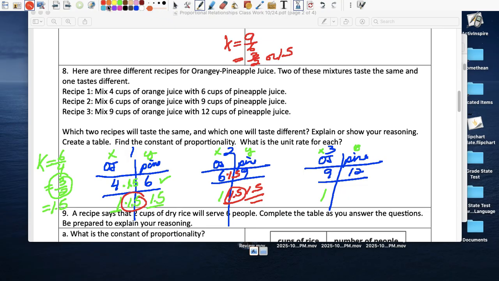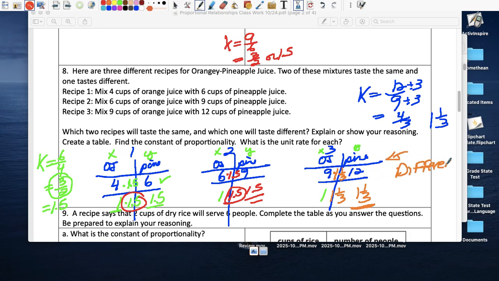Let's look at the third one. We're going to do k equals 12 over 9. Let's divide this by 3, I get 4, and let's divide 9 by 3, I get 3. So this one is times 4/3, and let's change that to 1 1/3. So 9 times 1 1/3 is 12. So 1 times 1 1/3 is 1 1/3. So for the last one, if I use 1 cup of OJ, I'm going to need 1 1/3 cups of pineapple. So notice that this amount is different than the previous two. So this is the one that's different.